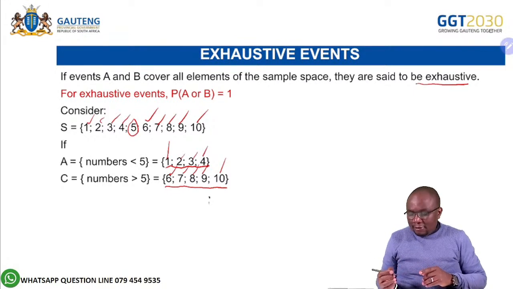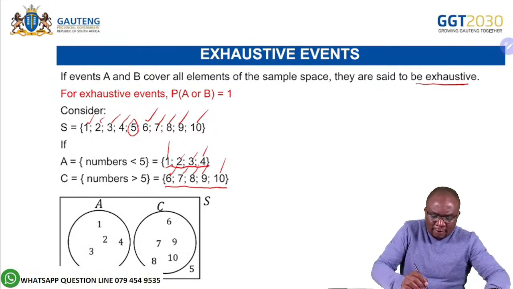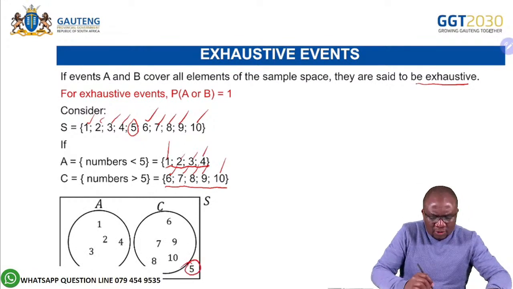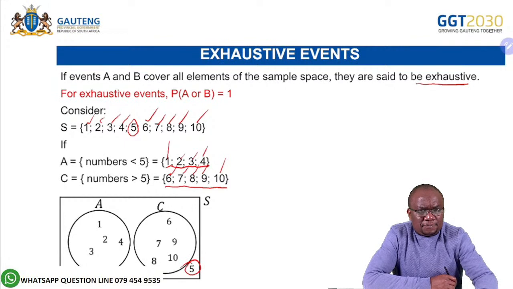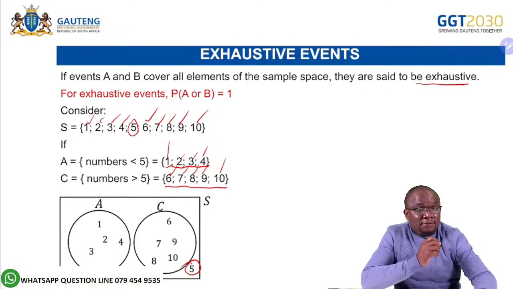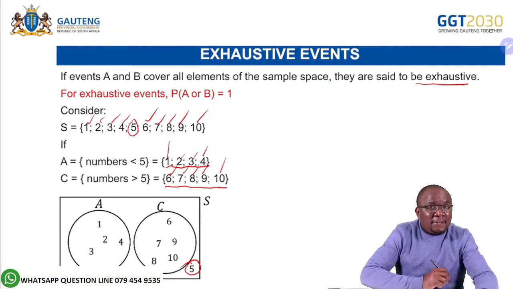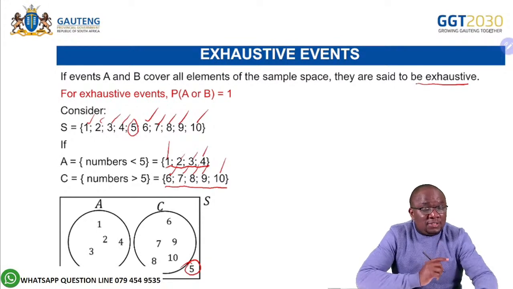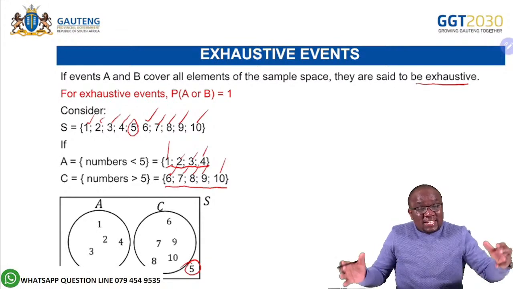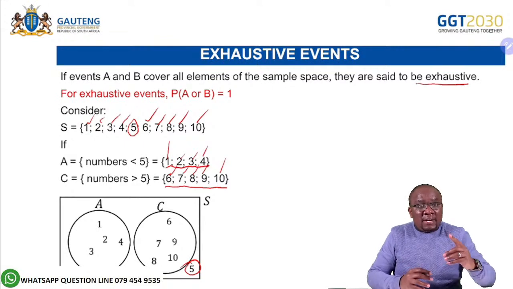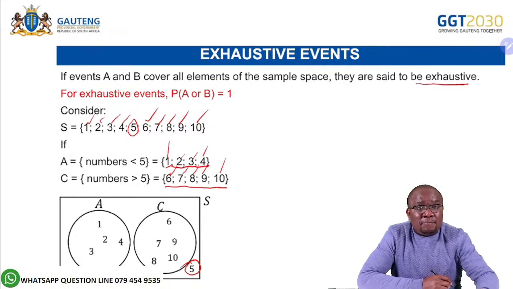You see that? And our Venn diagram is going to look like this. You see, 5 is outside the events. What can you say about these 2 events? They are not exhaustive, but they are what? They are mutually exclusive, if you check, because they don't have an intersection. They are not exhaustive because they are not taking everything in the sample space, but also they are mutually exclusive. They don't have an intersection.